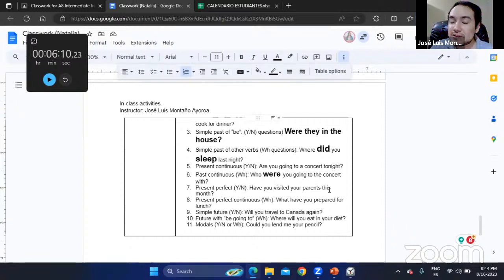Have you visited your parents this month? Perfect. Also, this is correct, but it's not continuous, right? And how do we know? If you don't see the verb to be and you don't see a verb with ing, then it's not continuous, right? Anytime you read continuous, you have to use to be, verb with ing. To be, verb with ing, right?